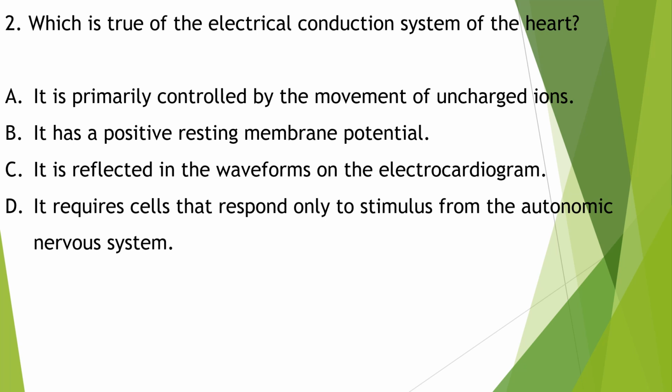Talking about the cardiac conduction system, the electrical conduction system is controlled by the movement of charged ions across the cell membranes. They have a negative resting membrane potential, not a positive resting membrane potential, and it is composed of cells with the property of automaticity, which is reflected in the waveforms on the ECG. So the answer is it is reflected in the waveforms on the electrocardiogram.